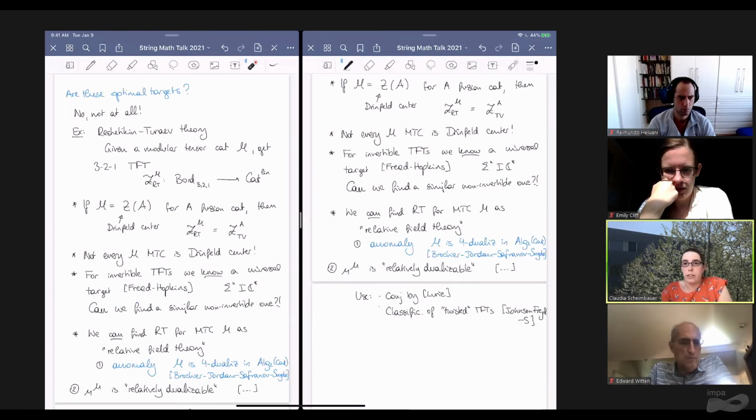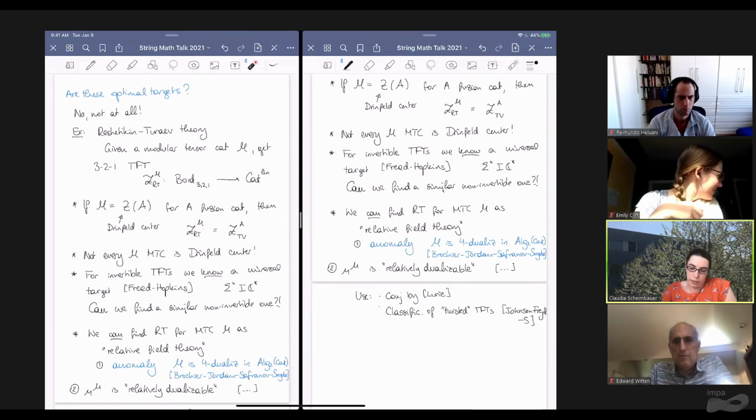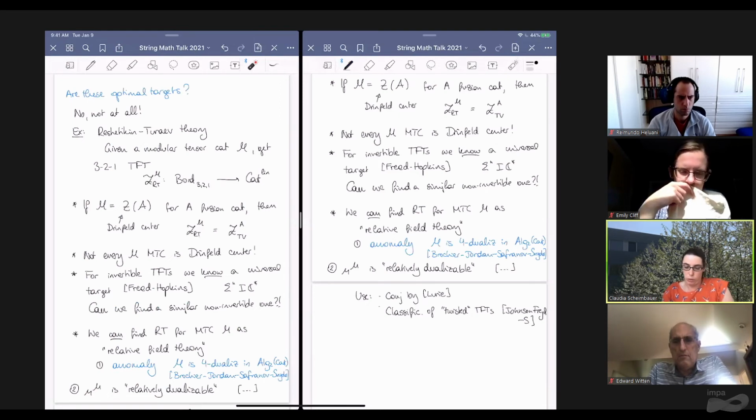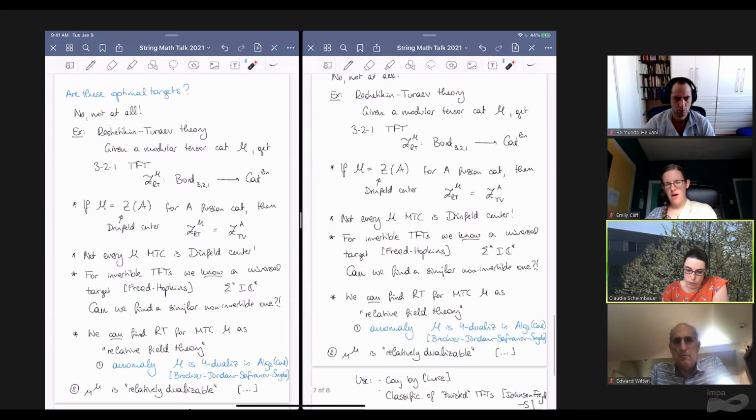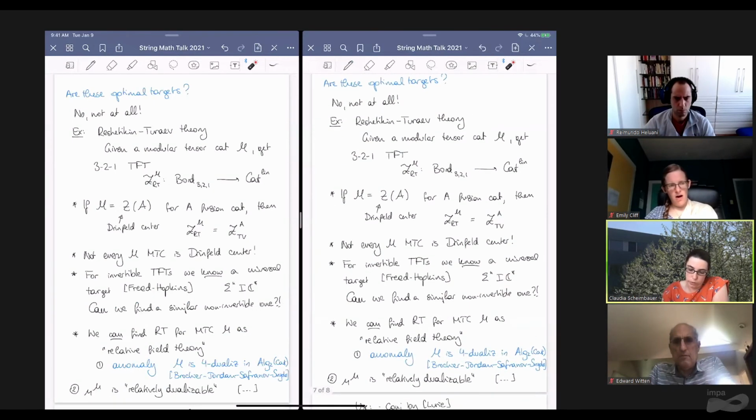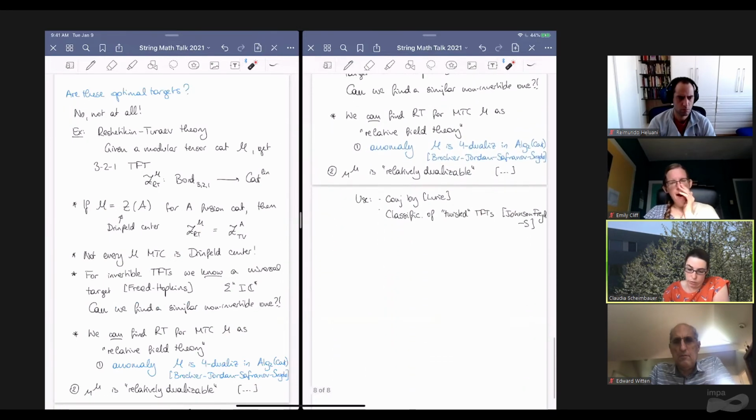Okay, great. So in the last couple of minutes, I would like to give an outlook on what we could do now. So we have Reshetikhin-Turaev theory now as a relative field theory, but actually we would like to get this as an actual extended field theory. And well, we saw where I told you that it doesn't work with target fusion categories, but maybe we can still do something.